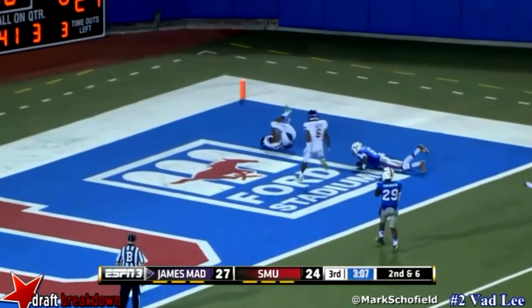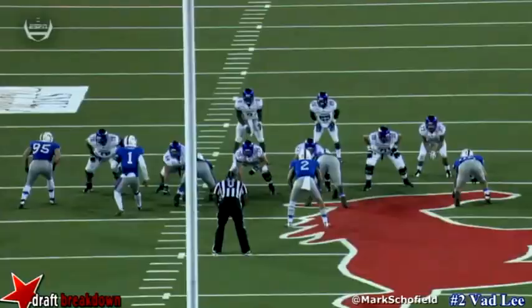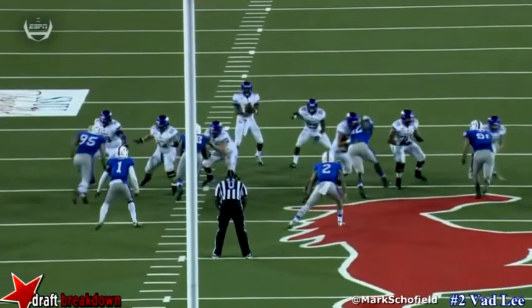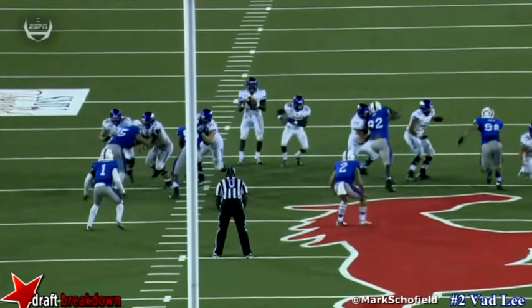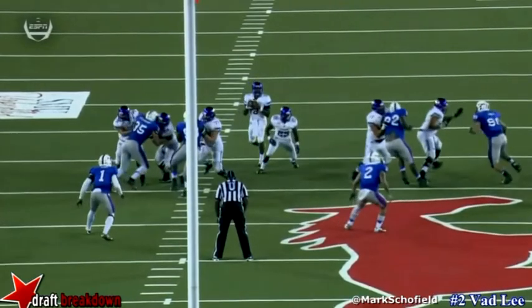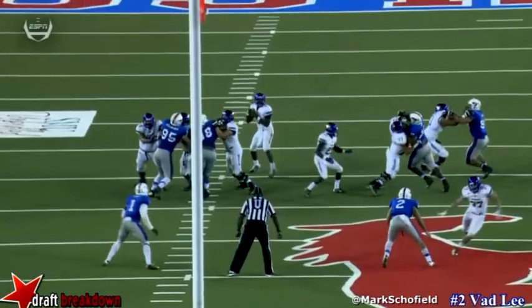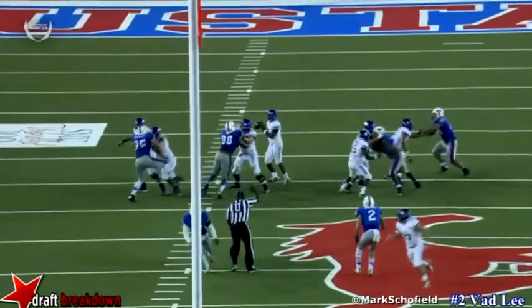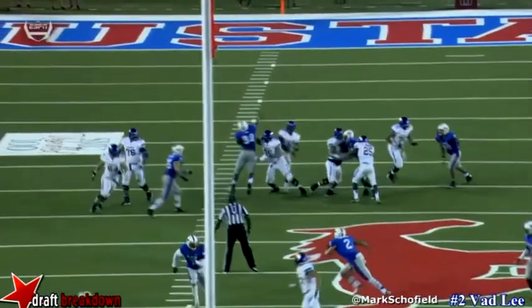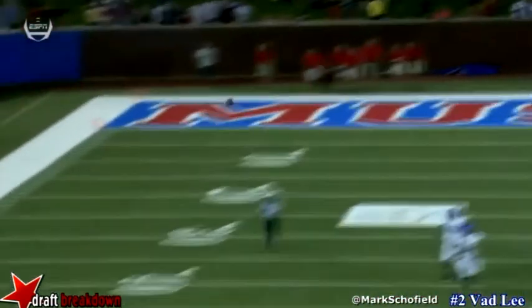Going through it again. Takes the snap. Checks there to the outside. Sees the press. Comes back through the inside, through two, through three. Back to the outside, still covered. Works the tight end. Looks off the safety. Drops it in the bucket for the score.